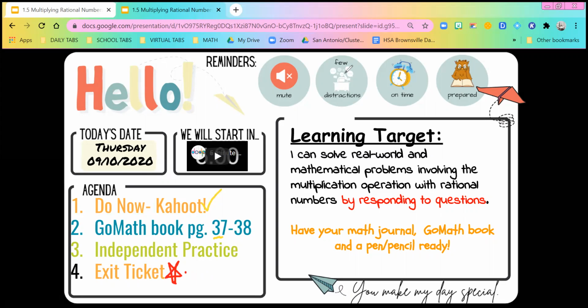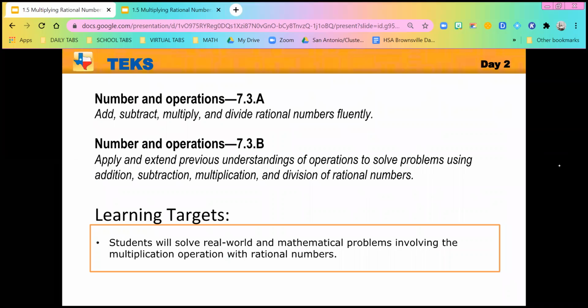Okay, guys? So we are going to continue with multiplying rational numbers. On the last video, we were learning multiplication with some fractions, and we used multiplication with some decimals, with same signs and different signs. We're going to do the same thing today, except now we might have some real world problems that we're looking at. So again, we are on day 2 of learning to multiply with rational numbers.